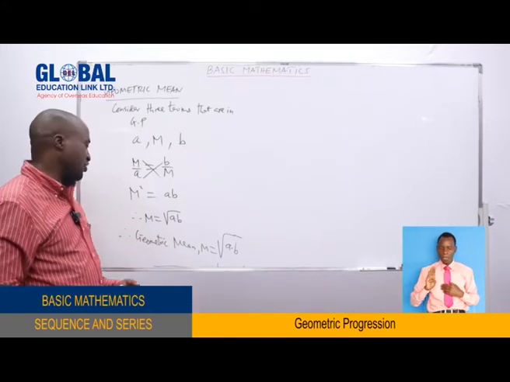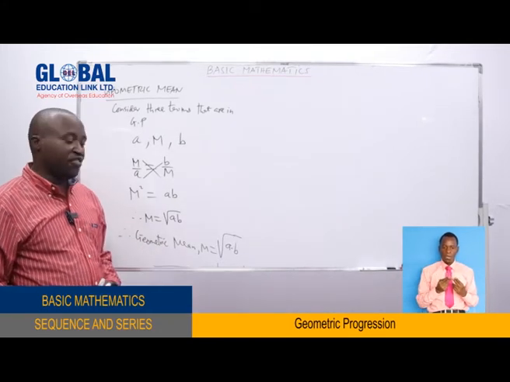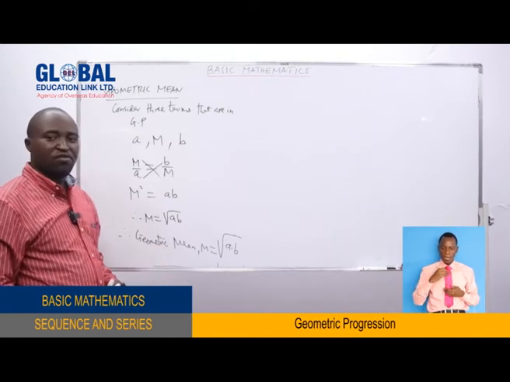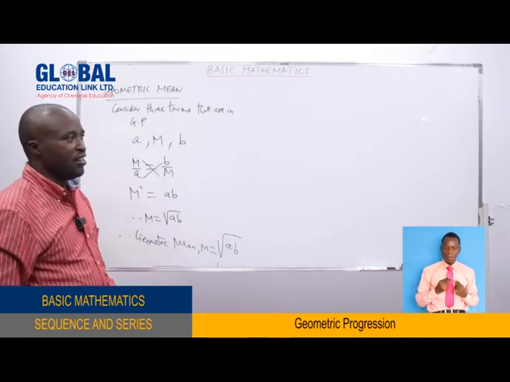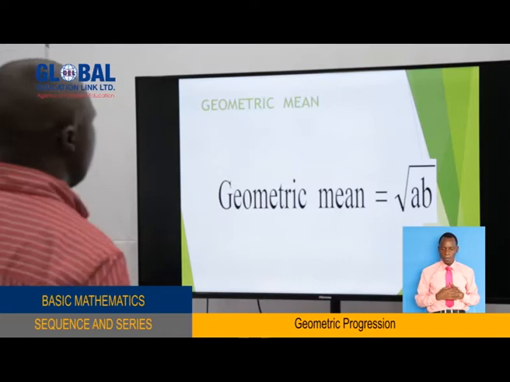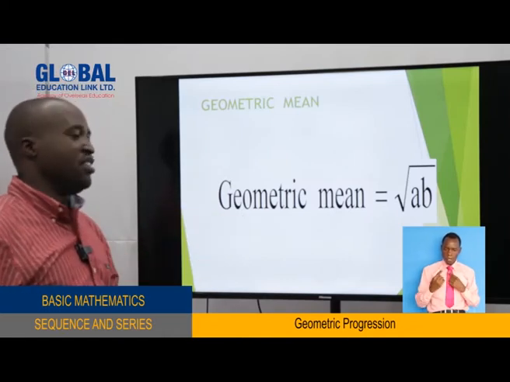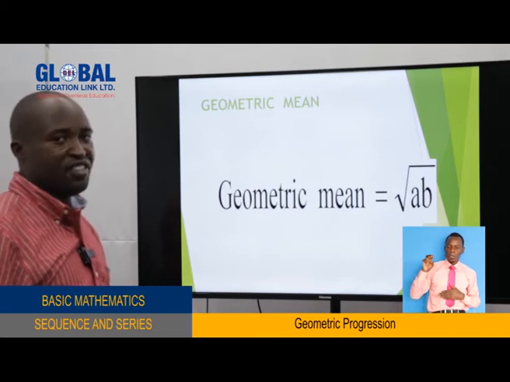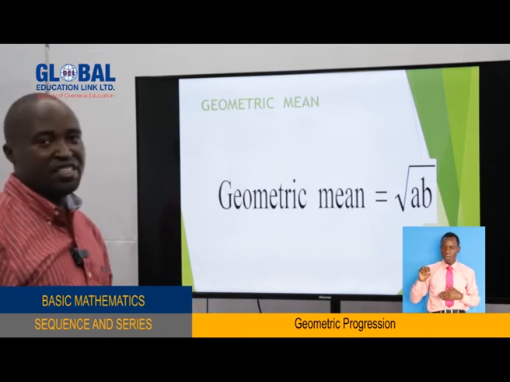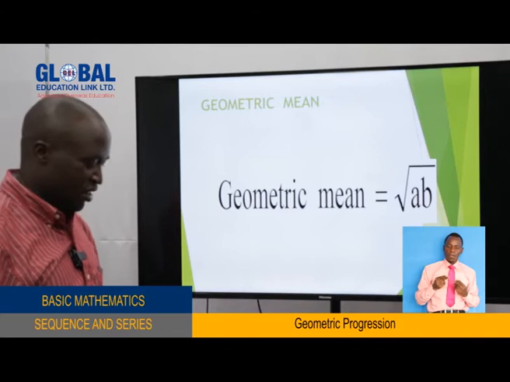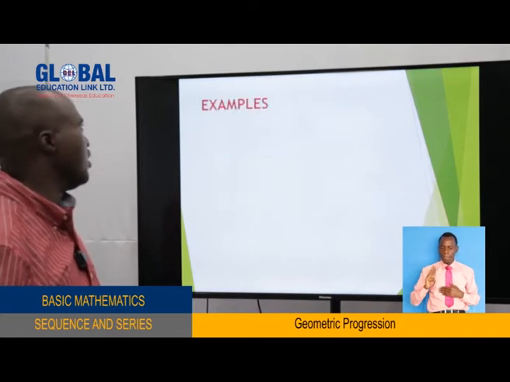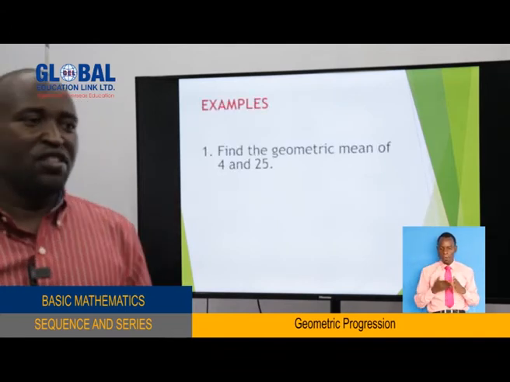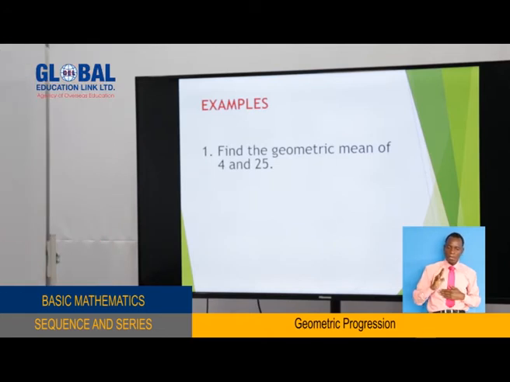So, student, after having the formula for finding geometric mean for two numbers, this is our general formula. Geometric mean is equal to the square root of a times b, where a is the first number and b is the second number. Now let us proceed with examples to apply our general formula.